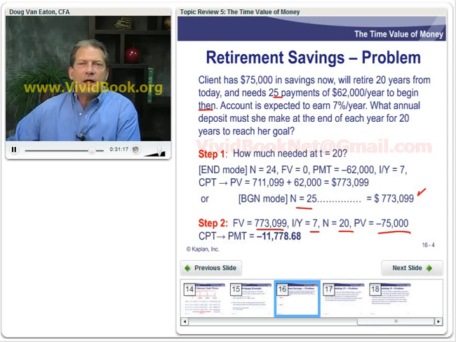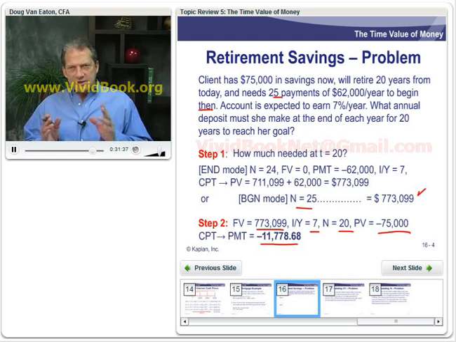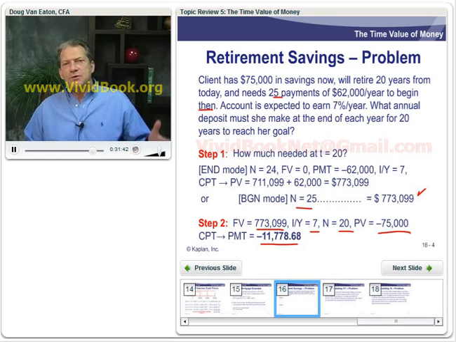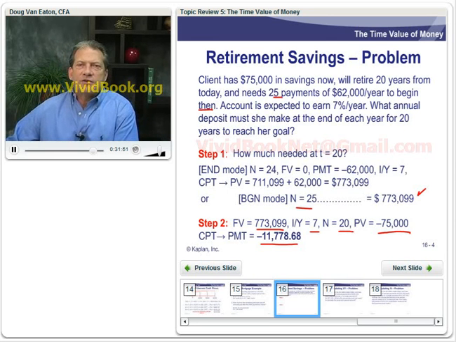if we had $75,000 in the account today. And we solve for that payment, it's minus $11,778.68. So if we had $75,000 today, the account pays 7%, we'd have to put in $11,778 a year from now and every year for 20 years. And at the end of that 20-year period, because the calculator's in end mode again now in step 2, that future value is the day the last deposit's made 20 years from now. And those payments would have to be $11,778.